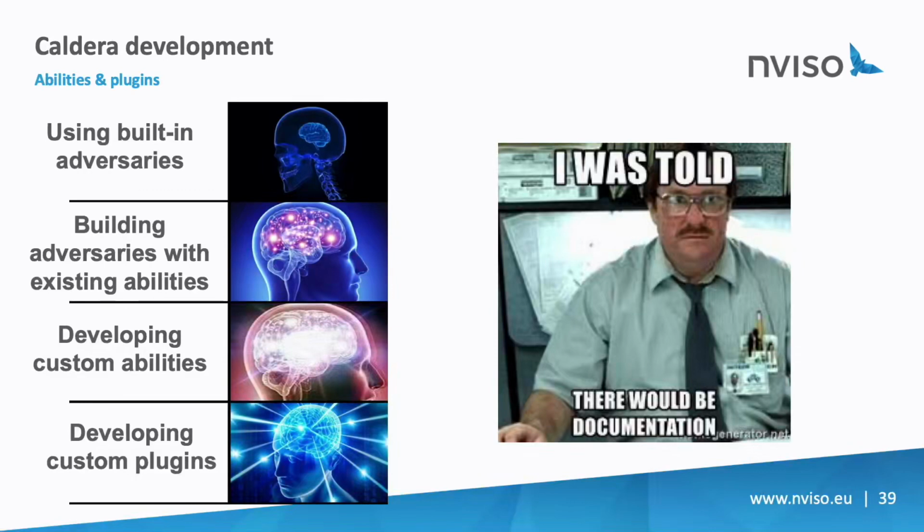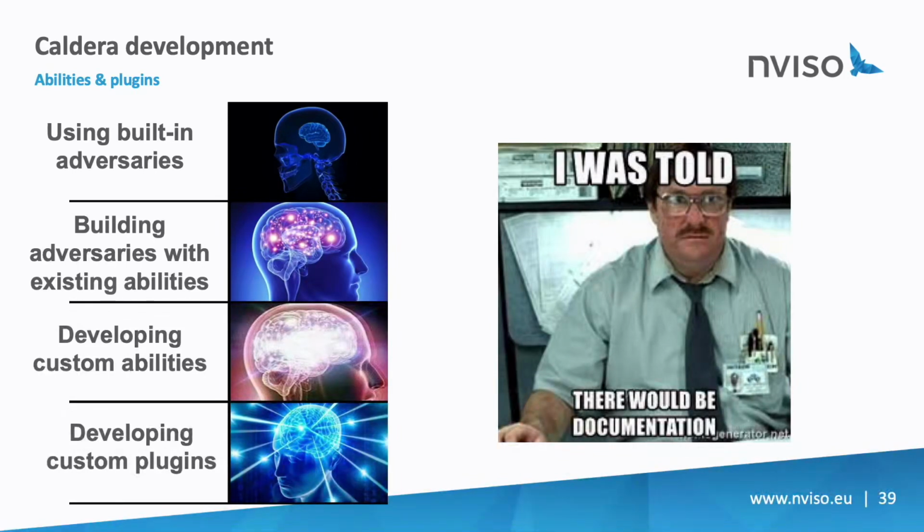So a couple of levels, right? Using built-in adversaries is one. I just showed you. It's pretty straightforward. You can build adversaries with existing abilities. That's also what I showed you. I create my own adversary with a custom ability. No, with an existing ability, my bad. You can develop your own custom abilities, which I'll show you in a second. And you can even develop your own custom plugins. What's a plugin? Well, the entire chain that I showed you, that's a plugin.